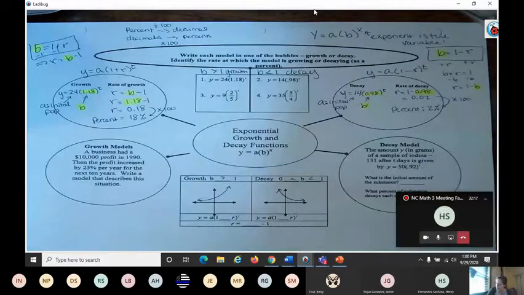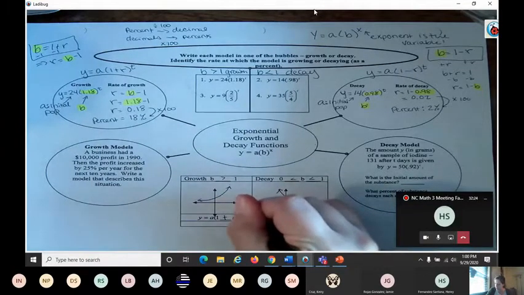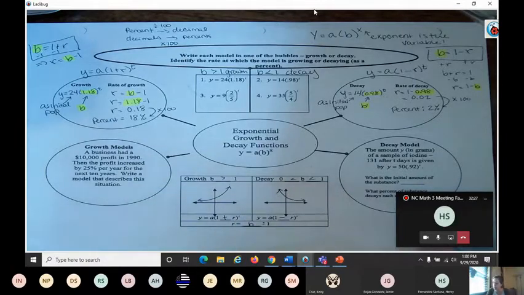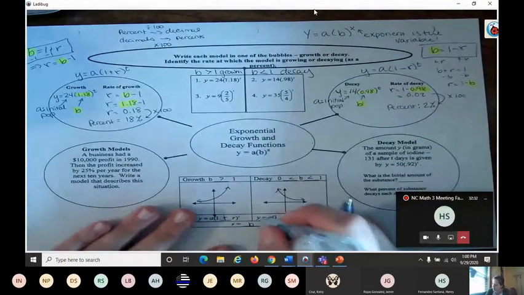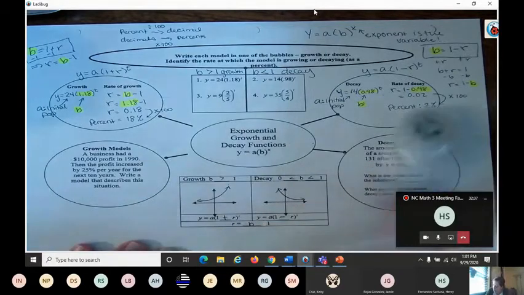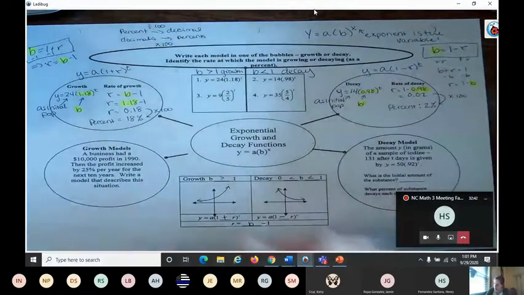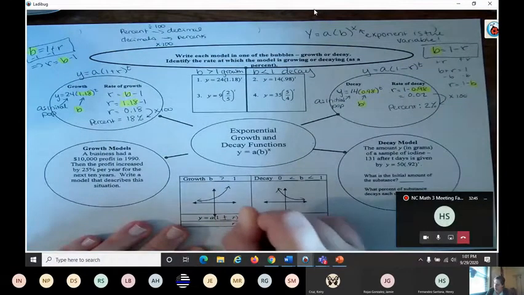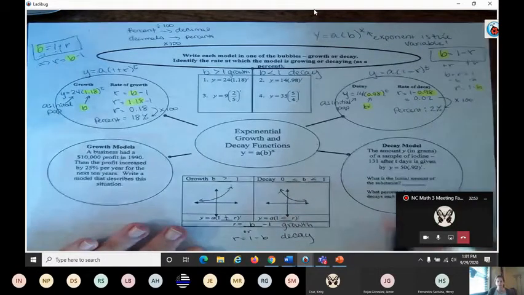Okay, for growth, you have a plus sign in your equation. For decay, you have a minus sign. And R is always going to be B plus or minus 1. Oh, minus 1, I'm sorry. R is B minus, well, it does depend. B minus 1. Or R equals 1 minus B. So this is for growth, and this is decay.